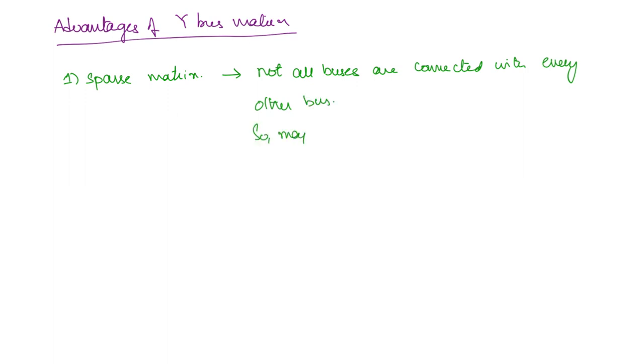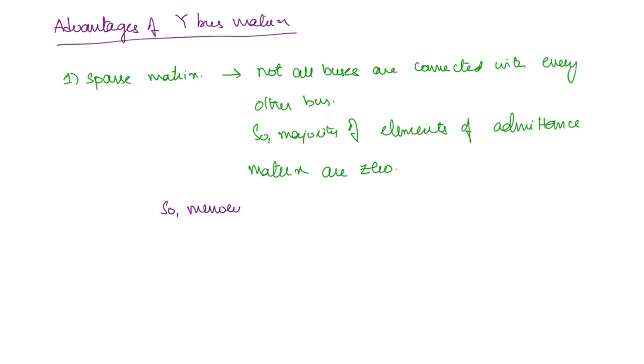So the majority of elements of the admittance matrix are 0. This is going to reduce the memory as well as the computation time. This is often done in computer systems, right? And there memory becomes a very important factor. So memory and computation time are saved because of the sparsity of the Y-bus matrix.